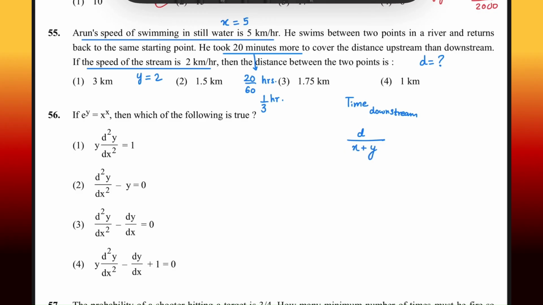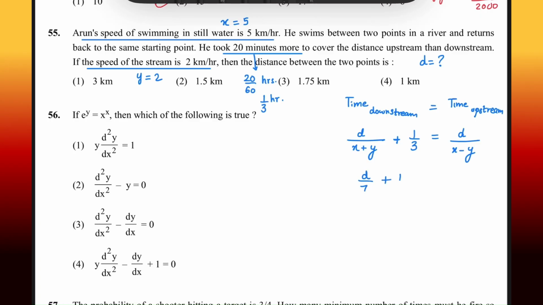And this time is 20 minutes lesser than the upstream time. So if you add 20 by 60 or 1 by 3, so if you add 1/3, you get the time of upstream, right? Because it was a 20 minute gap. Okay, so time of upstream is given by distance upon speed. So distance upon x minus y. So what is x? What is y? X is 5, y is 2.